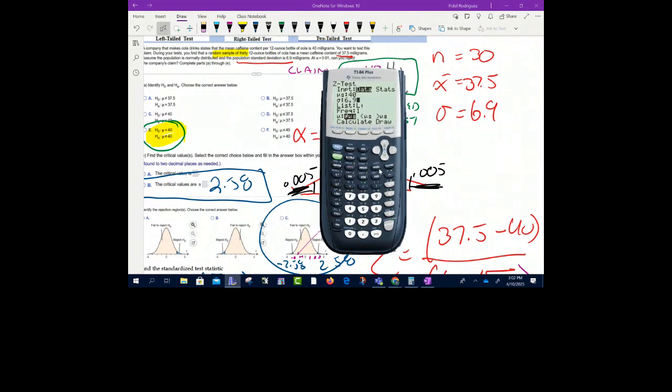6.9. Let's see. Oh, it's supposed to be under Stats. Sorry, guys. Let me come back up here. Stats, enter. There we go. Okay, 6.9. What was my x-bar? 37.5. Okay. Okay, what was my n in this case? 30. Okay, now this part is really important. Y'all, did we have a left tail, right tail, or two-tail test? Okay, I want you to notice something right here. See how it's not equal to? That's two-tailed, okay? So we're going to make sure we're not equal to.